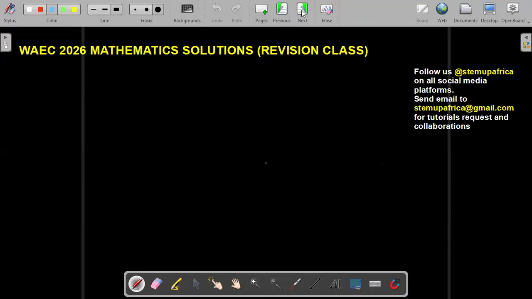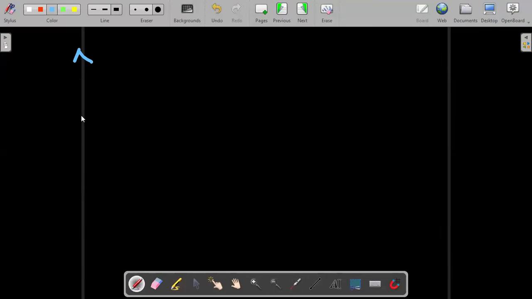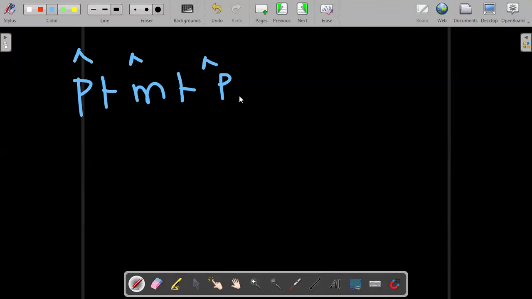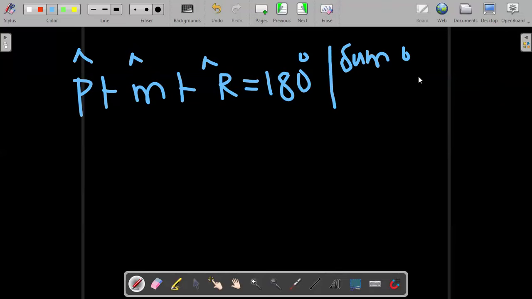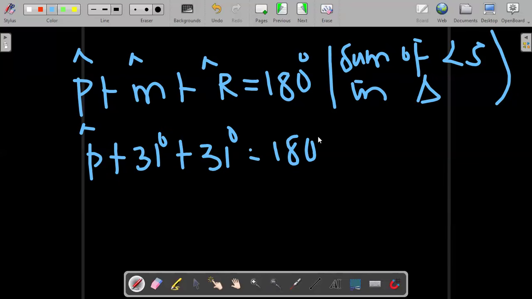So I'm going to have, okay, angle P plus angle M plus angle R is equal to 180 degrees. Reason: sum of angles in a triangle. So angle P is what I'm looking for now. Angle M is 31. Angle R is 31. So angle P now will be 180 minus 31 minus 31.